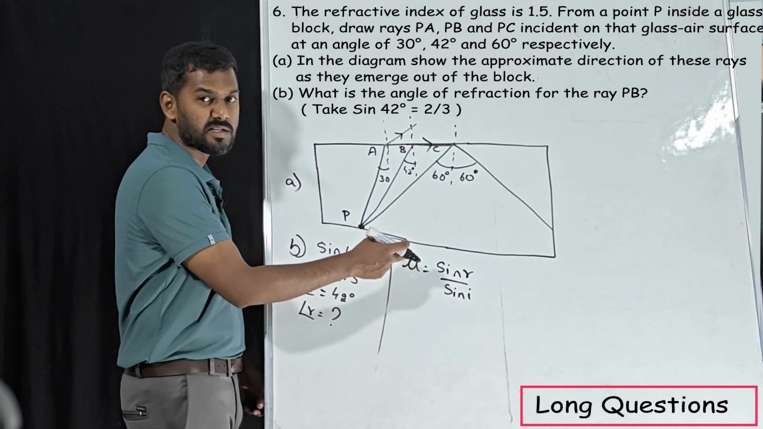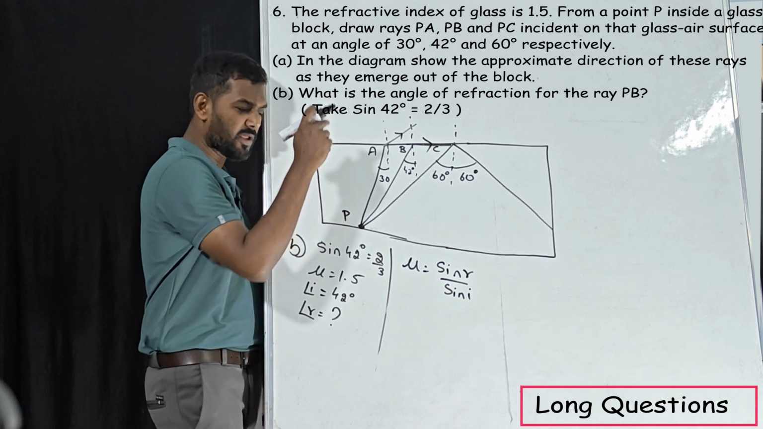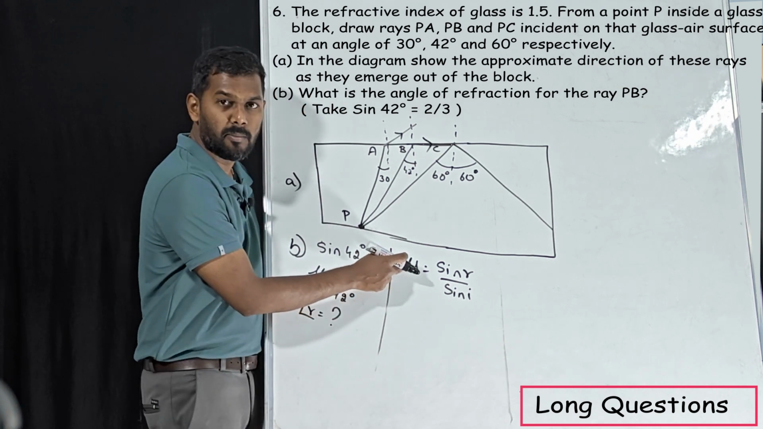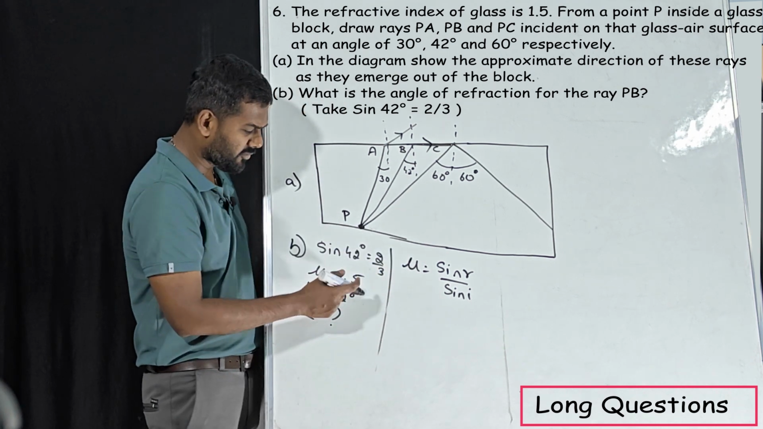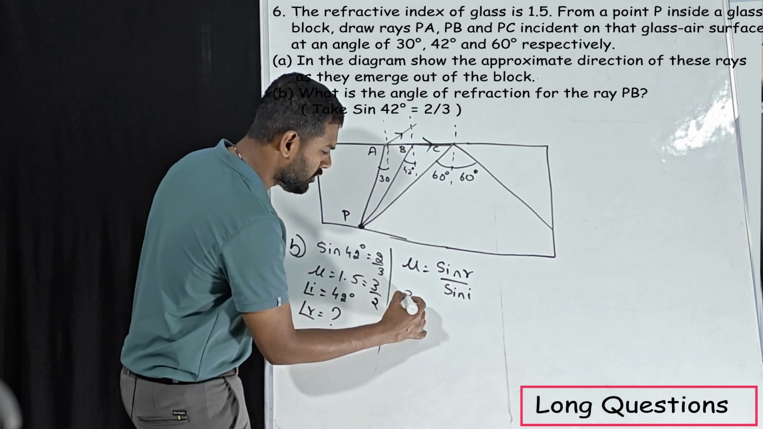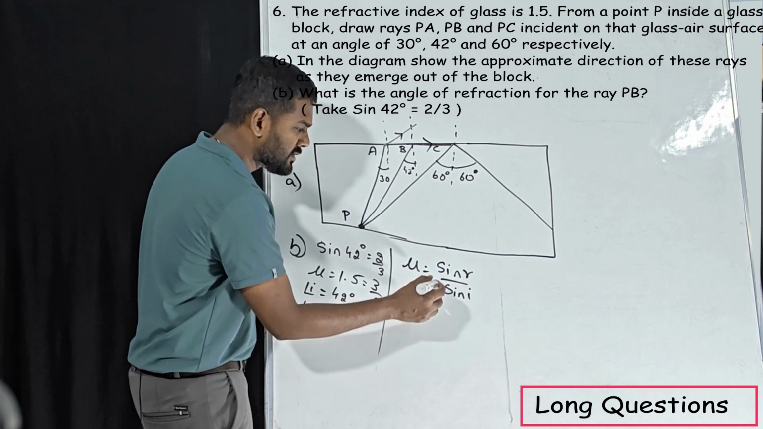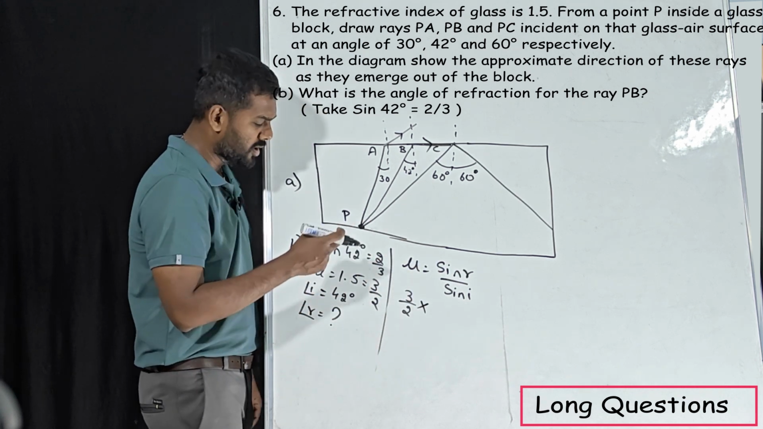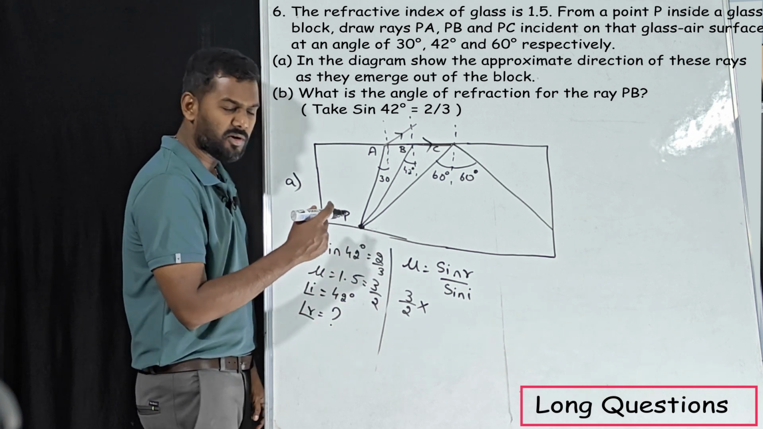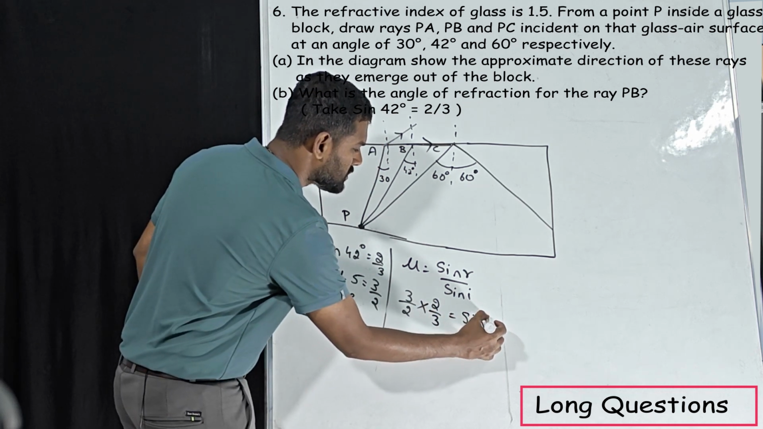Why we have to use this formula? Because this is not Snell's law, correct? The light is entering from glass to air, denser medium to rarer medium. That's why we have to interchange. Then mu we can take as 1.5, which is nothing but 3 by 2. So mu is equal to 3 by 2. We need sin R, so send sin I to that side. Sin I is nothing but sin 42, since I is given as 42. Sin 42, in the question itself they have given as 2 by 3. So take 2 by 3 is equal to sin R.